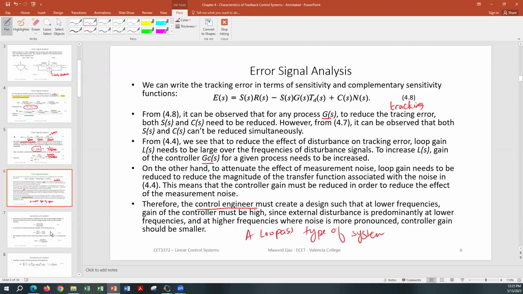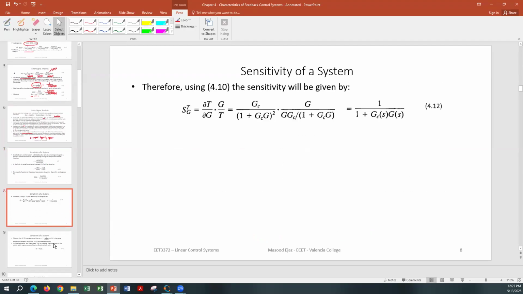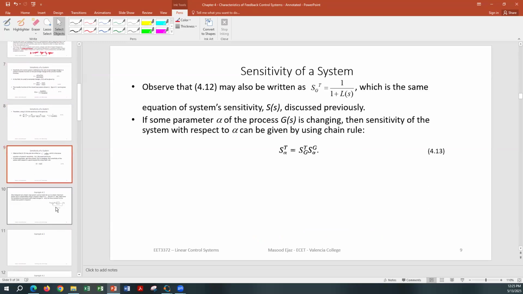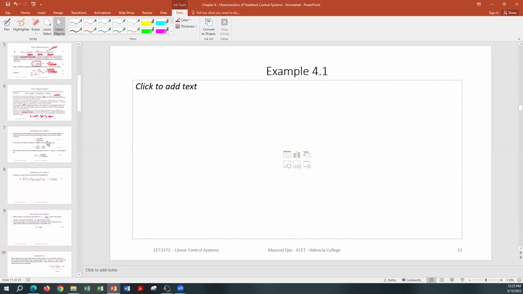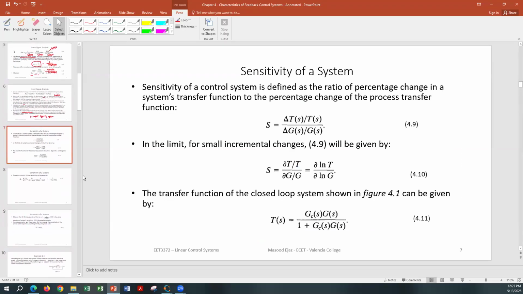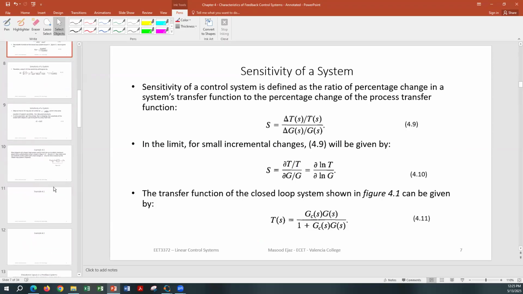Okay. All right, what time is it? 4:25. Let's see what else we have to do. Sensitivity. Some example. I don't know. All right, let's go ahead and then I guess we can stop here. I think we are running a little behind, but it is what it is, I guess.